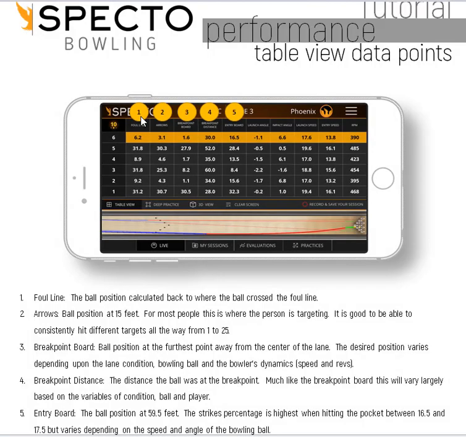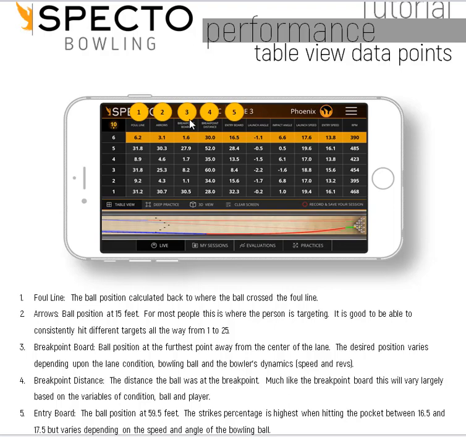Let's go over the points of data. The first is foul line. This is where the ball is located as it crosses the foul line. The arrows will show the ball location at 15 feet. For most bowlers, this is where the person is targeting. However, it is good to be able to hit different targets from 1 to 25 feet.